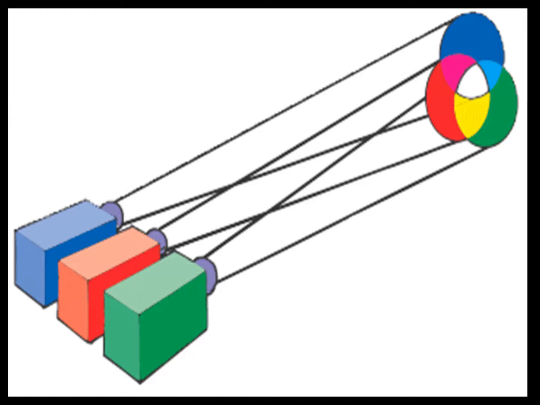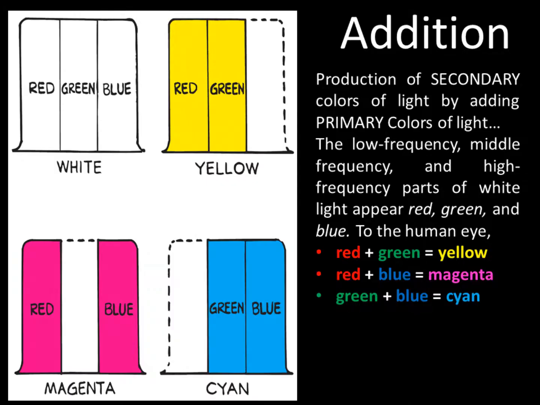You have three primary colors of light: blue, red, and green, and they add in the following ways. For instance, red and blue is magenta, red and green is yellow, and green and blue is cyan, and then all three colors add to white. So addition is involved with light. Production of secondary colors of light by adding primary colors of light.